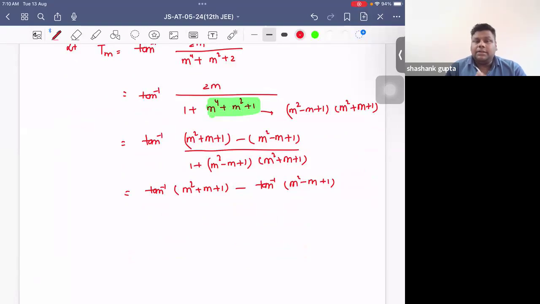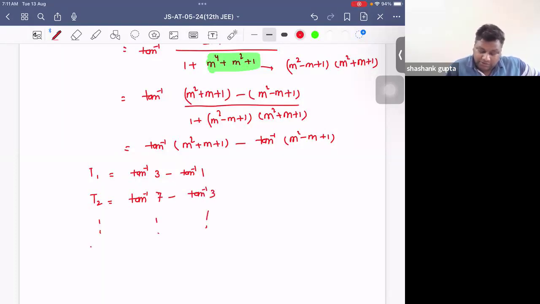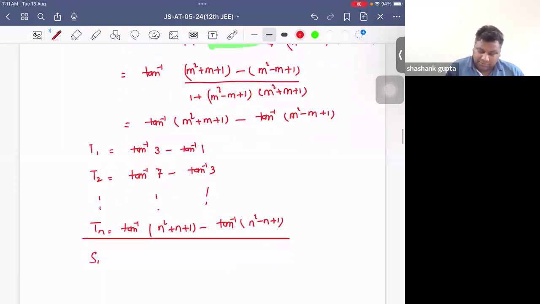This is the mth term. Now T1 is what? They are asking for summation from 1 to n. T1 is tan inverse 3 minus tan inverse 1. T2 is what? Tan inverse, put m as 2, so 4 plus 2, 6, and 1, 7. Tan inverse 7 minus tan inverse 3. And so on, Tn will be tan inverse of (n square plus n plus 1) minus tan inverse of (n square minus n plus 1).